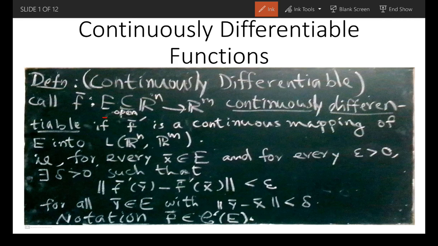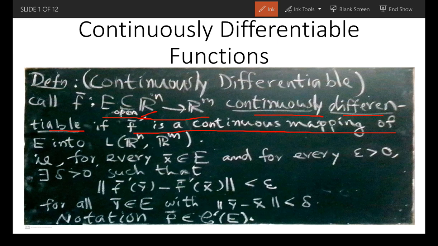So suppose that f is a mapping of E to Rm, where E is an open subset of Rn, and we say f is continuously differentiable in E if f dash, the derivative of f, is a continuous mapping of E into L of Rn, Rm.